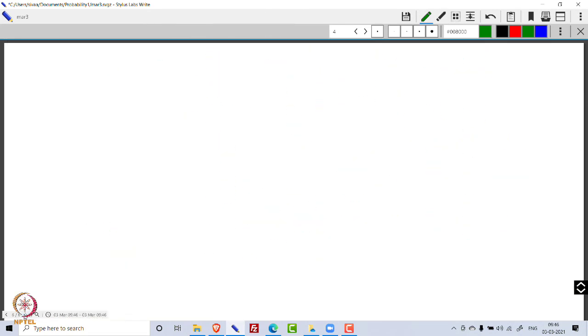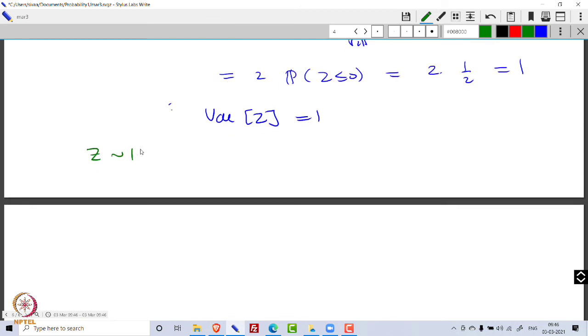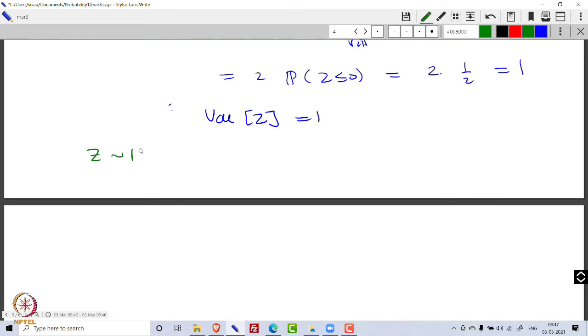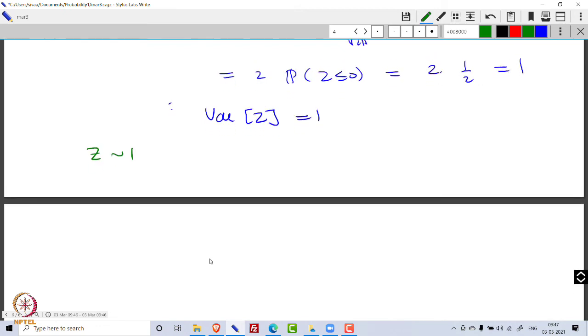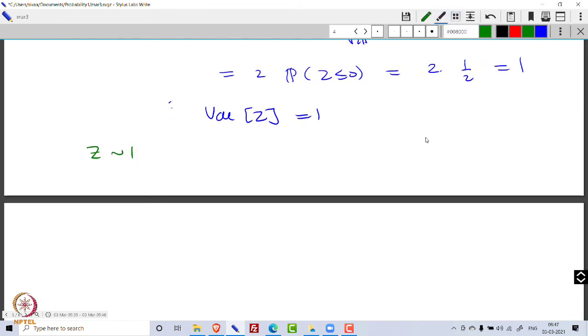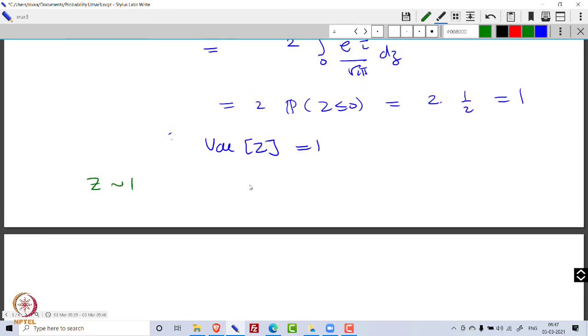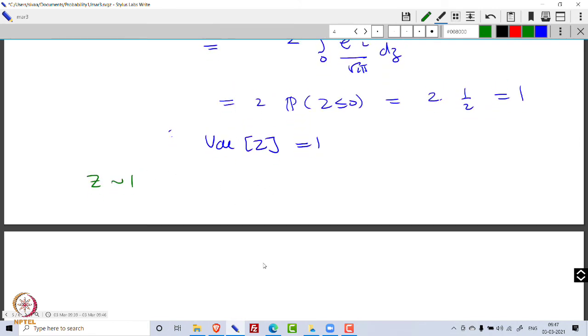Okay. So why is my pen not writing now? Let's see if it works now. Okay. Something's gone wrong. My pen is not writing. Okay. Let's see if this works.